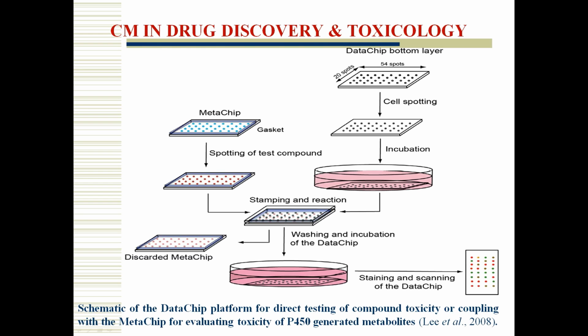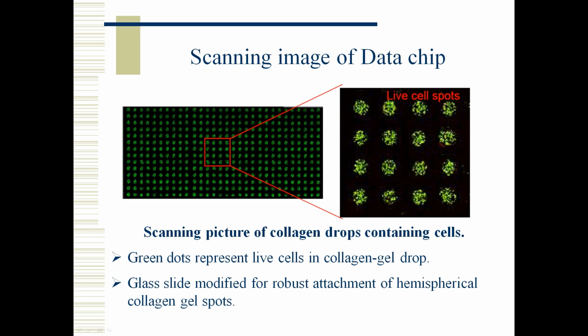Cell microarray in drug discovery and toxicification is similar. So here the drug is also combined with this particular microarray technology. Here the meta chip will be used for evaluating the toxicity of CYP450 generated metabolites. Scanning image of that data chip. Green dots represent the live cells here on the collagen gel drop. Then a glass slide modified for robust attachment of the hemispherical collagen spots.